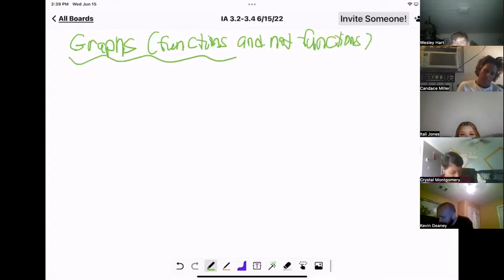Now, what's really interesting is that if you have a non-function equation, you can't enter it on your computer or your calculator. It won't work. There's no way to enter a non-function in your calculator. So if you try to put x equals 5 in your calculator, it's impossible. It won't let you do it. Now, graphs. There's one thing that helps us with graphs.